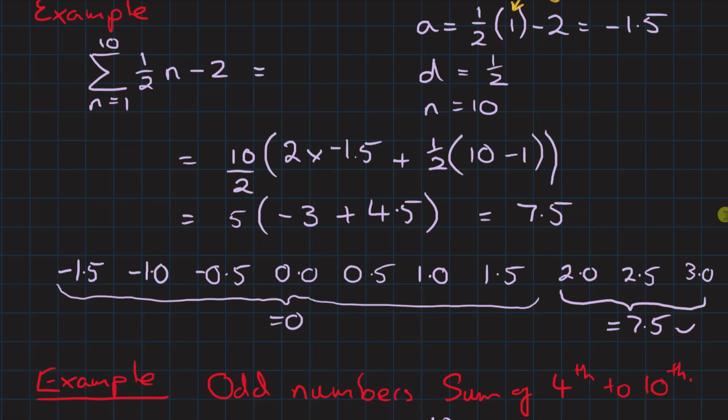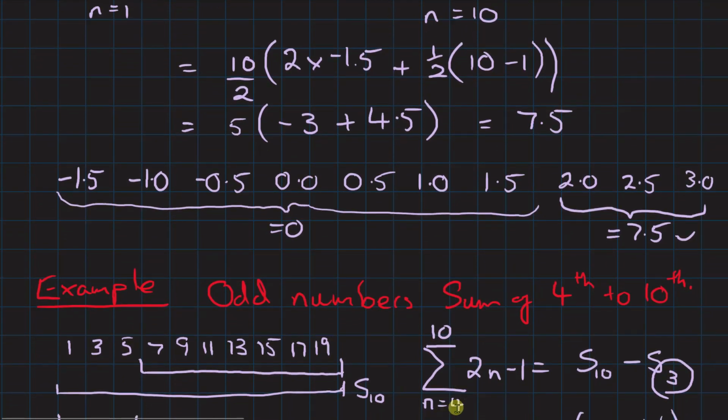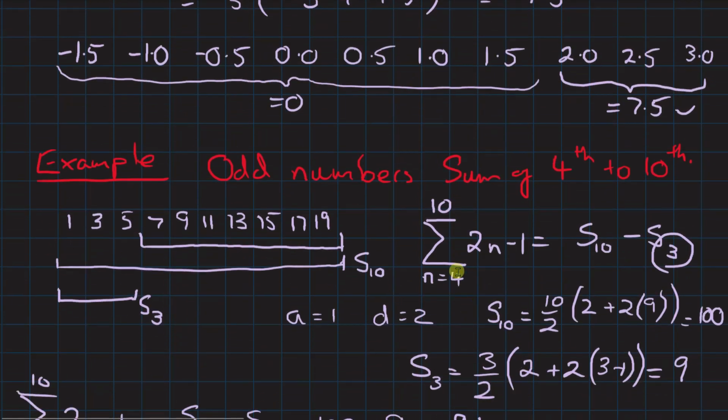Odd numbers. So I want the sum of the 4th to the 10th odd number. We're using the same formula that we were using a bit before. It's still 2n minus 1. So I want the sum of the 4th to the 10th term of 2n minus 1. How can I calculate that using my sums? Well, I want to add these numbers up: 7, 9, 11, all the way to 19.